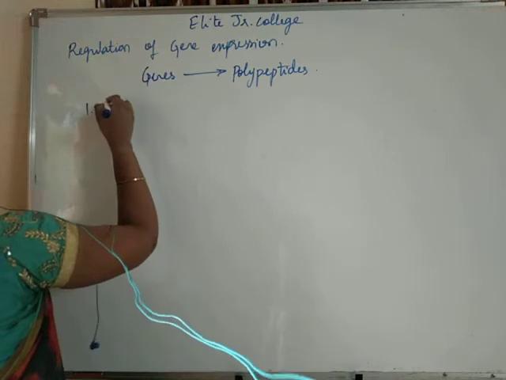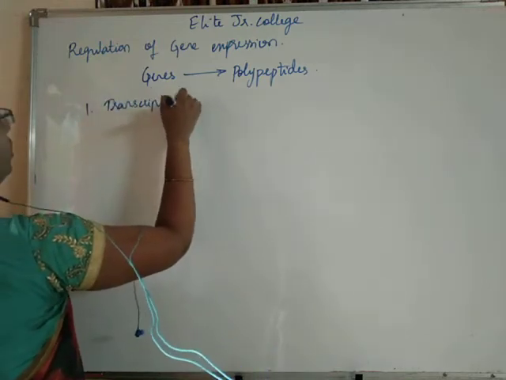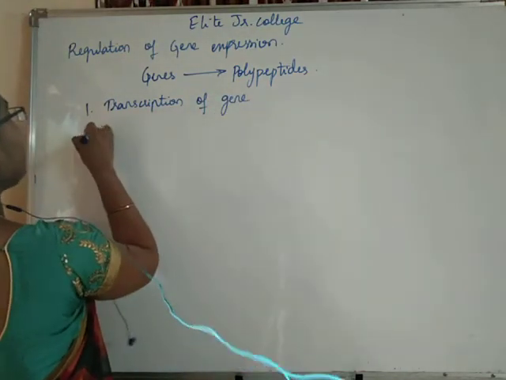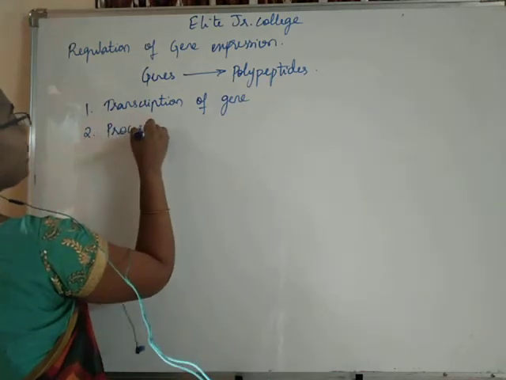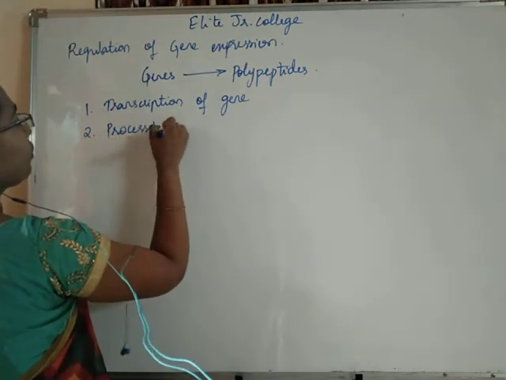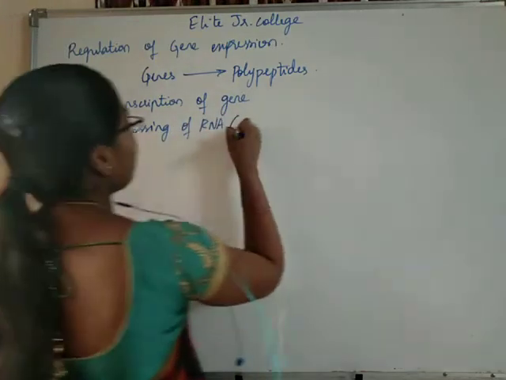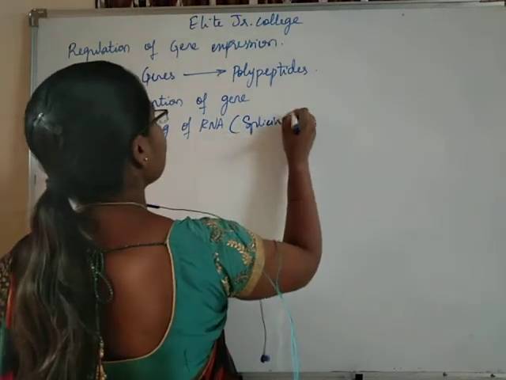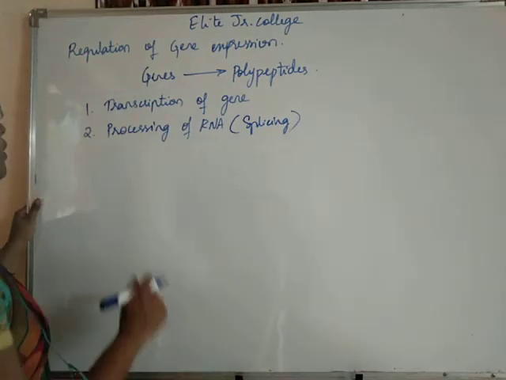The first level is transcription of the gene, okay. And the second level is processing of RNA, okay. Processing of RNA is nothing but the splicing of RNA, okay.